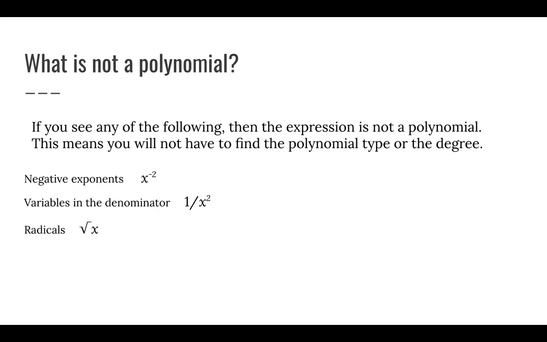If you see radical signs, again, not a polynomial. Do not have to worry about naming the type of polynomial or the degree. We've also learned in previous lessons that if we had a radical, we could turn it into a rational exponent. The square root of x is the same thing as saying x to the 1/2 power. So if you see rational exponents, again, it is not a polynomial.